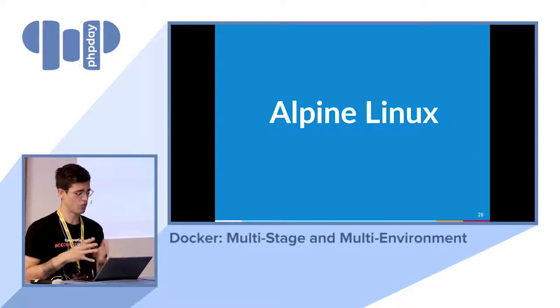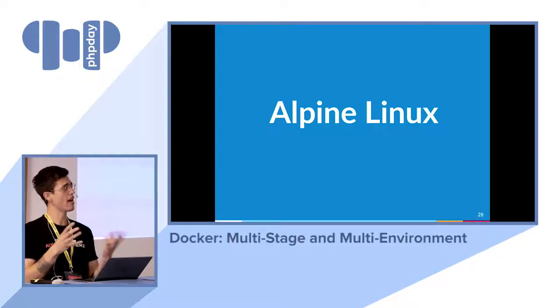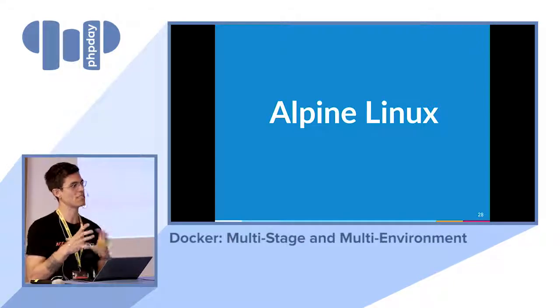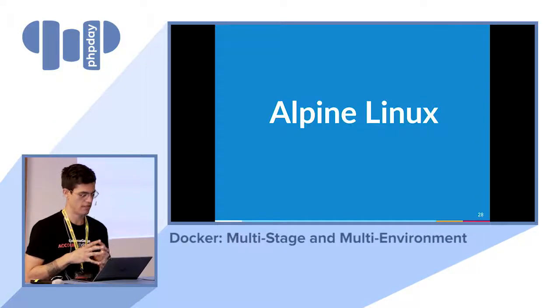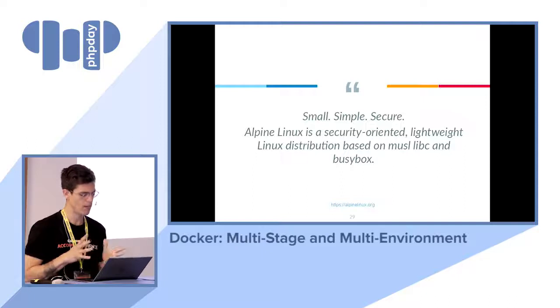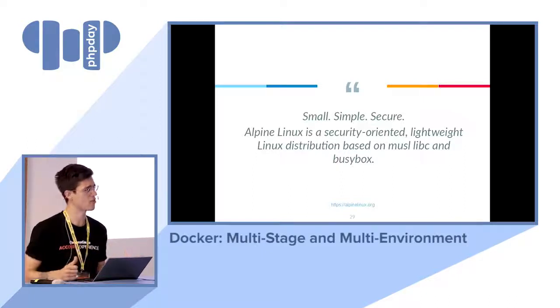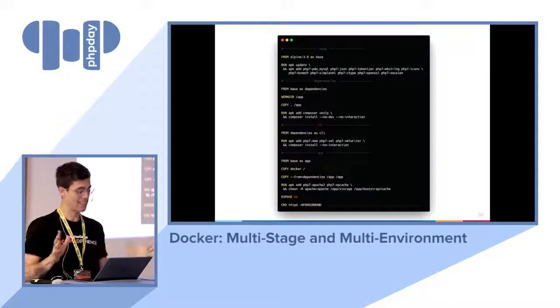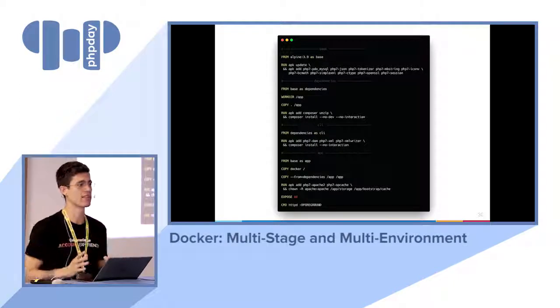And what we have to do to improve that, we have to change our base image. So the base image was our problem. And then I met Alpine. Alpine is small, simple, and secure. Beautiful. Love you. And then this is the final Dockerfile for the same thing.